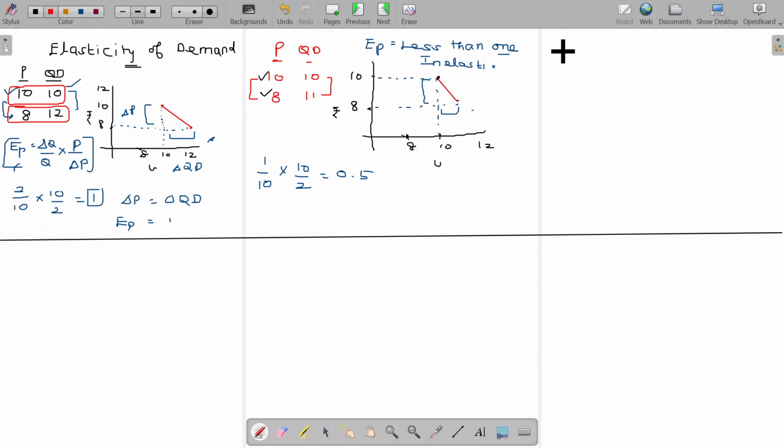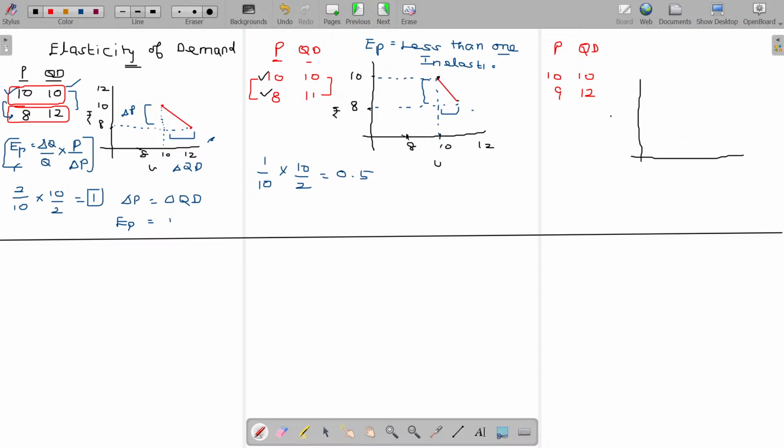And the next one being price and quantity demanded. The price being 10 and the price changes by only 1 rupee, but quantity demanded changes from 10 to 12. Here the quantity demanded will be having more change than the price change. Then it should be more than 1. Right? Anyhow, we will just draw the diagram and understand here. Let's see.